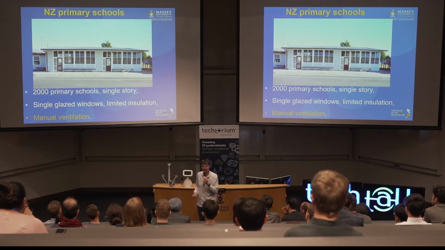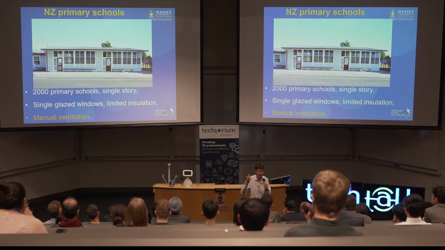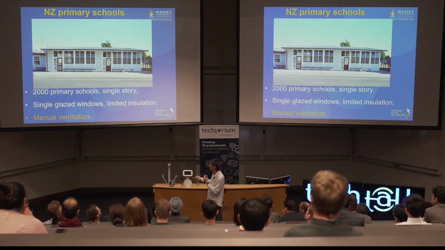And if you want to get some fresh air, what do you do? You open the windows, you open the door. Okay, we don't have mechanical ventilation in most of the primary school in New Zealand, as you can get in this room, for example. So manual ventilation, open the windows to get fresh air.